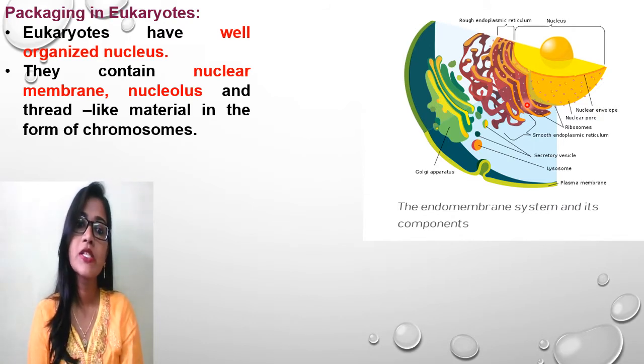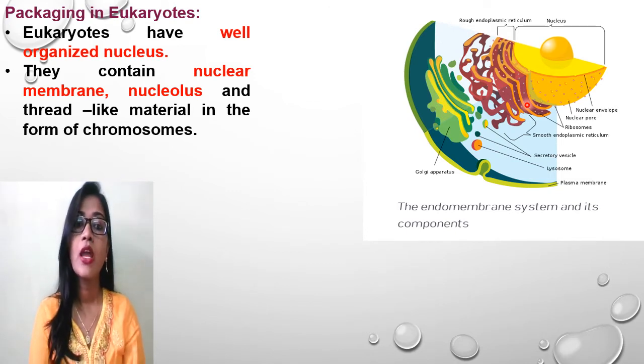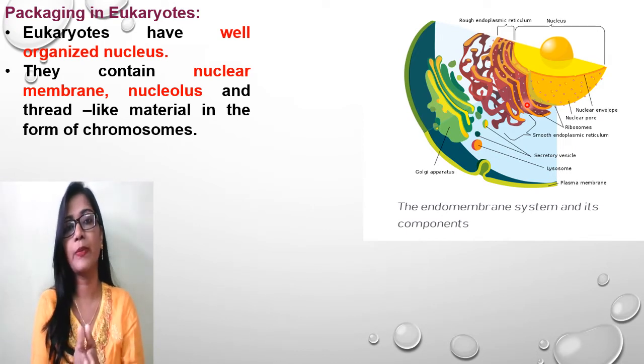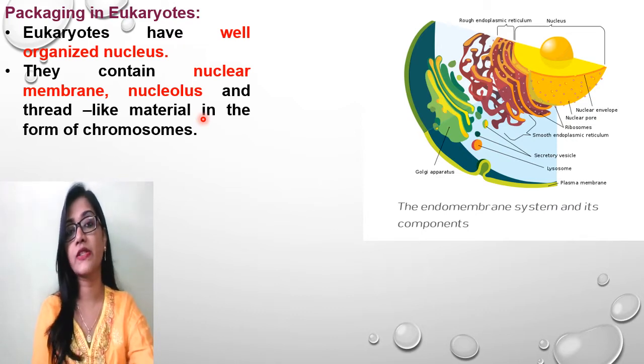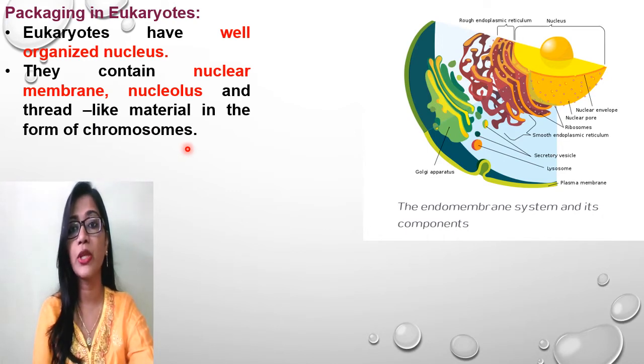Eukaryotes can be single-celled or multi-celled, such as you, me, plants, fungi, and many insects. These are examples of eukaryotic cells. Prokaryotic cells do not contain the nucleus or any other membrane-bound organelle. Such membranes or compartments are completely absent in prokaryotic cells, while in eukaryotic cells all such compartments are present, as the structure of the eukaryotic cell is more complex than the prokaryotic cell. So they contain a nuclear membrane, nucleolus, and thread-like material in the form of chromosomes. So their genetic material is present in the form of a thread-like structure. How it is packaged, we are going to discuss in the next slides.